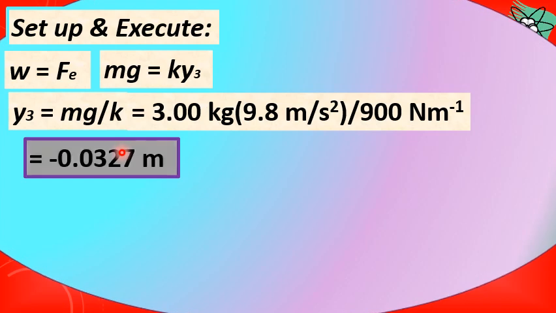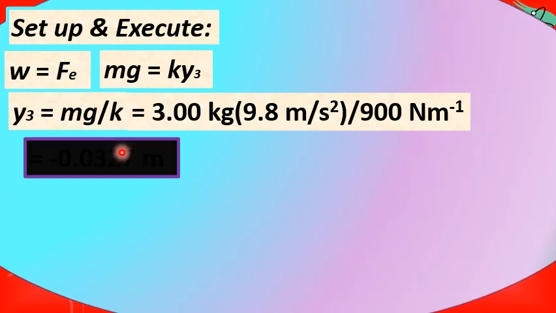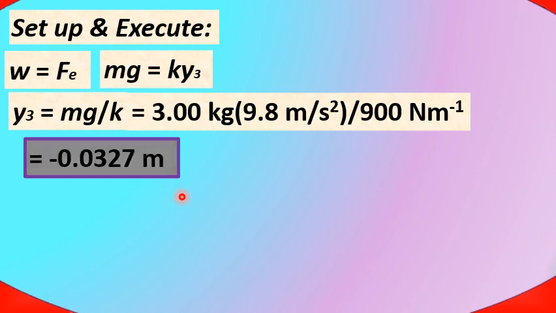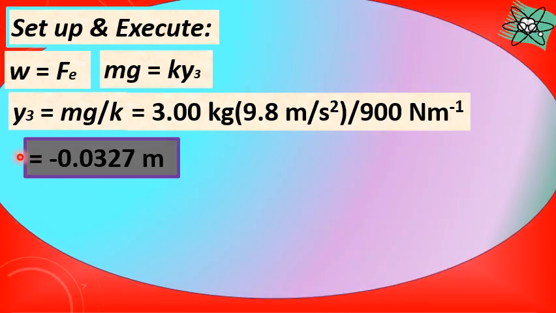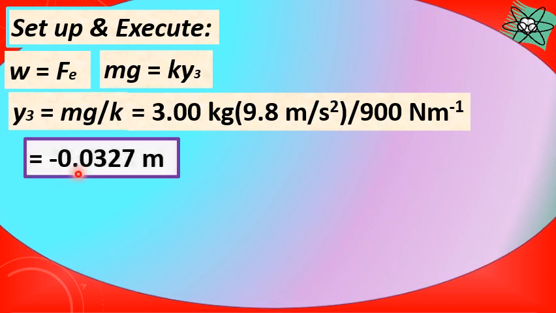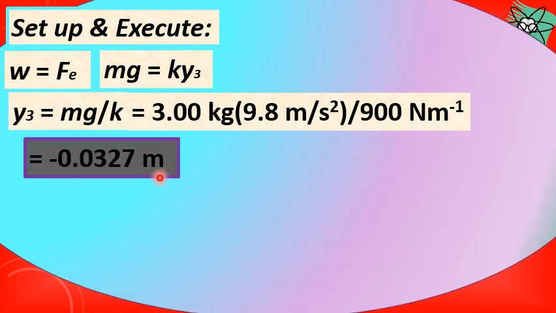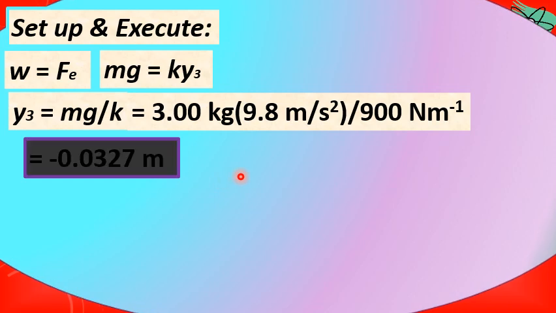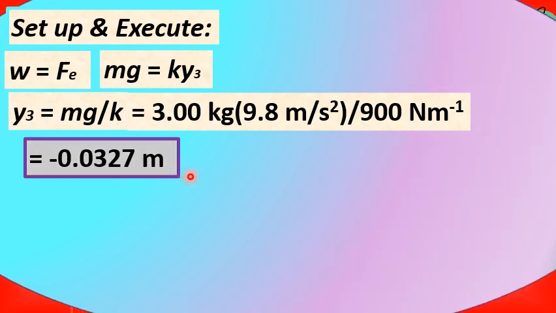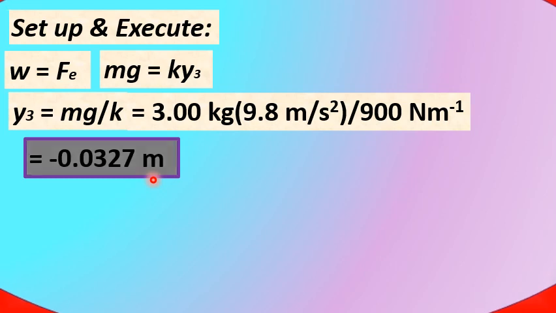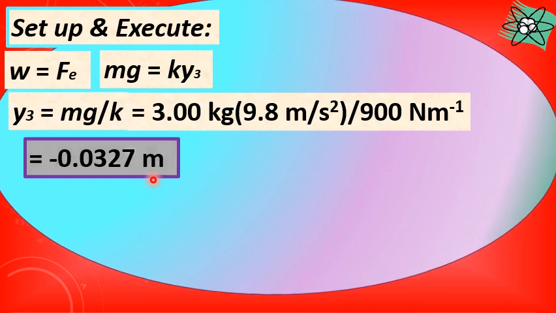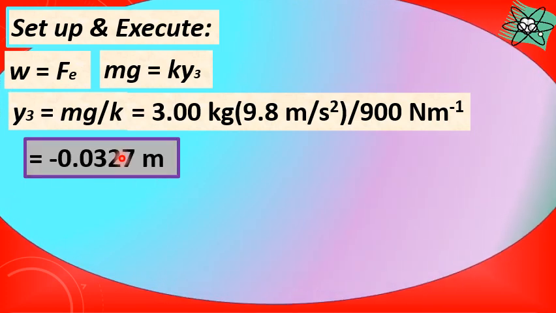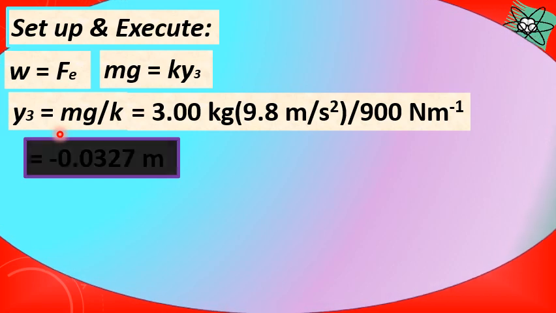So, knowing now that the position where the fish has the maximum speed, the position y sub 3, is 0.0327 meters below the reference level. And if you notice, this position y sub 3 has a lower magnitude compared to y sub 2, right?